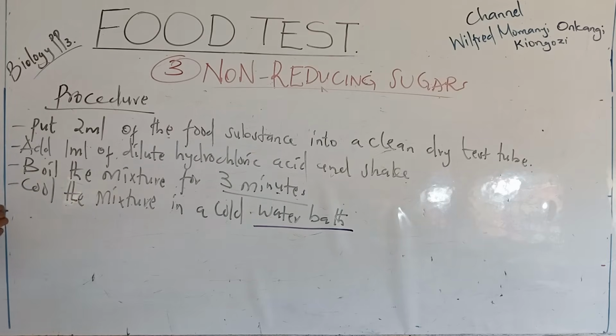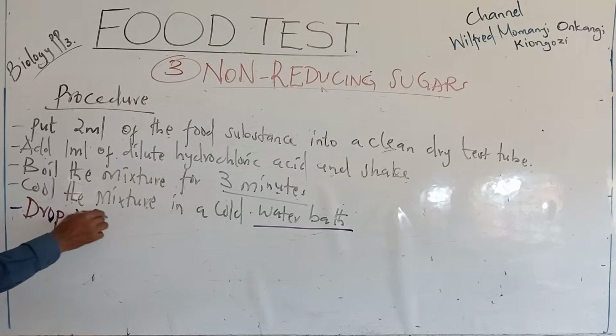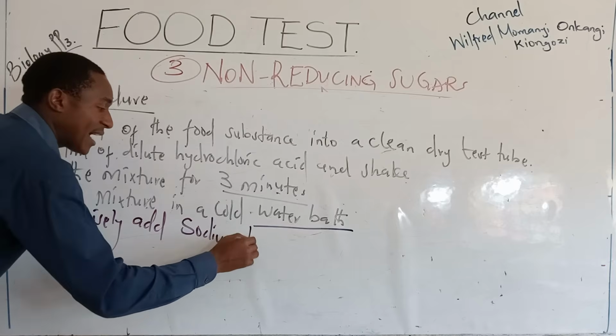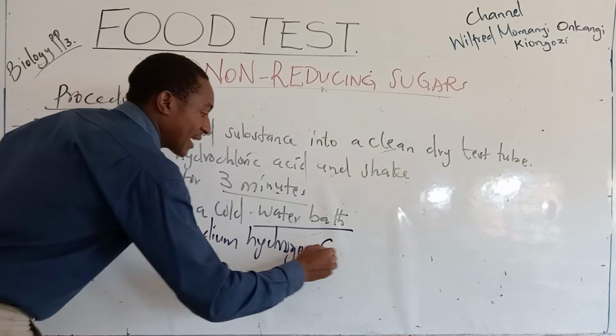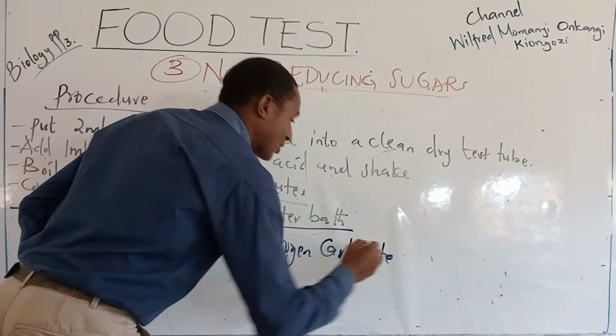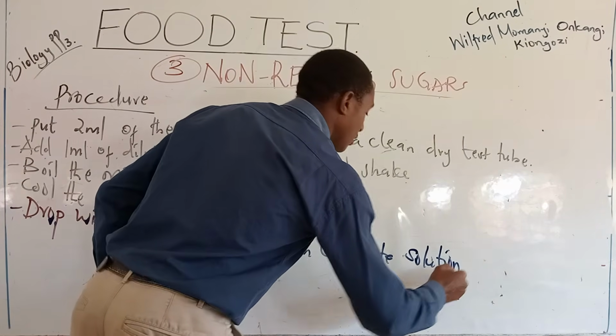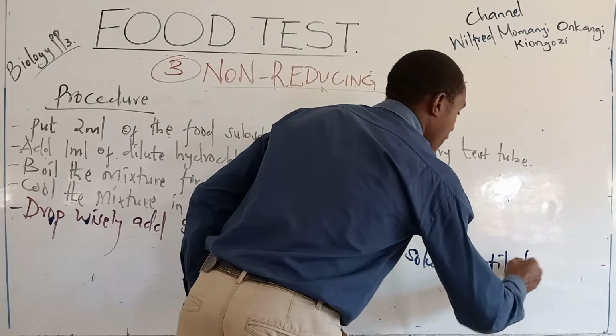Then after that, you neutralize the acid, and drop wisely. Actually, we need to quantify the amount of sodium hydrogen carbonate here. We are now at neutralization of the acid. Drop wisely. Add sodium hydrogen carbonate solution until fizzing stops.